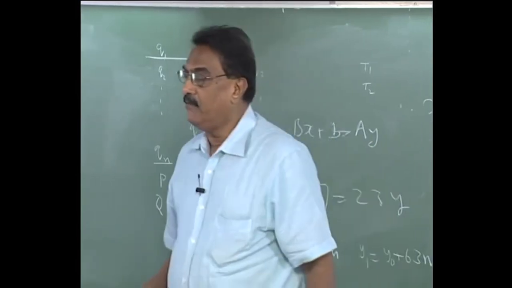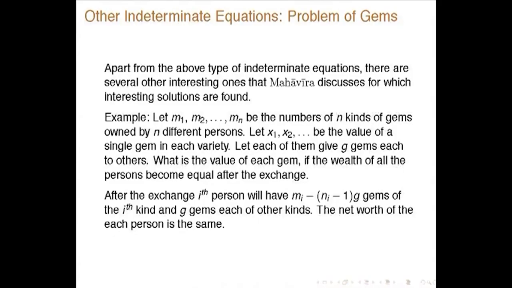Okay. So, finally, he will have mi minus (n minus 1)g gems of the ith kind, his own kind, and g gems of each of the other kinds. So, the net worth of each person is stated to be the same.